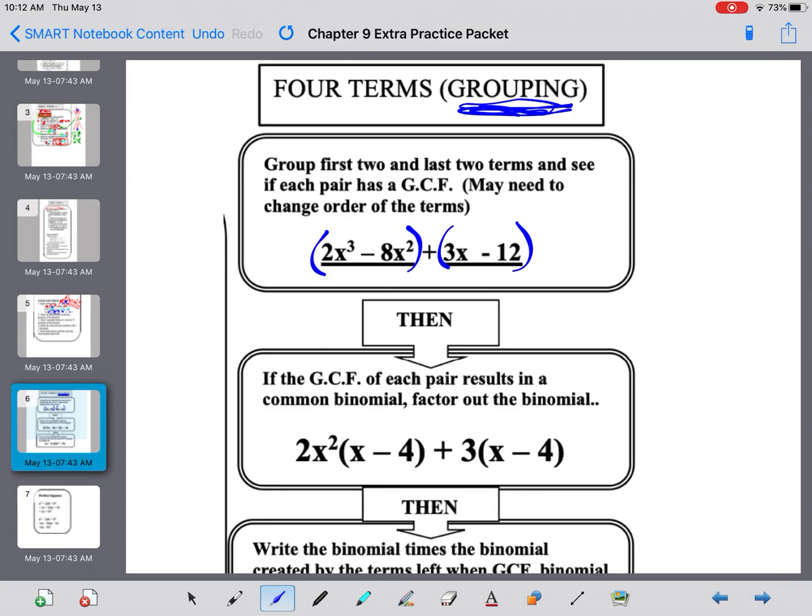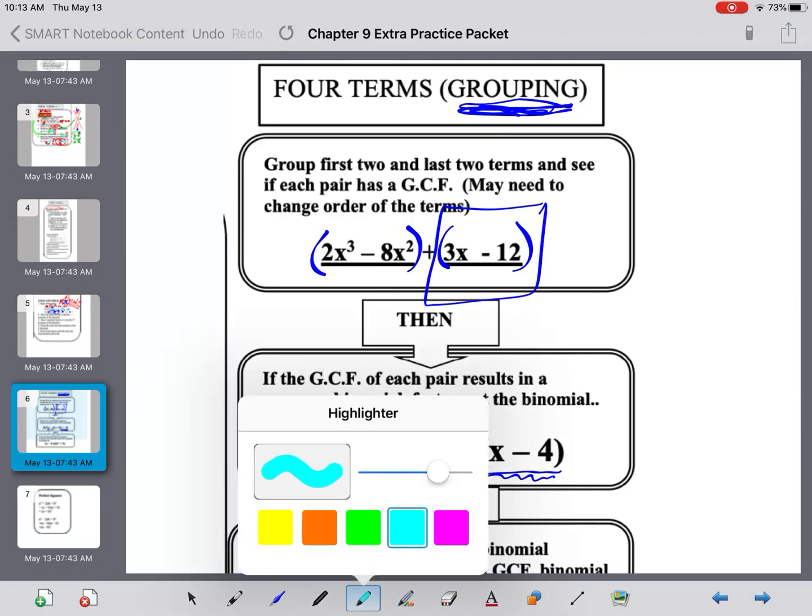So what happens if you have 4 terms? You hug the first 2, you hug the last 2. Within this little hug, you try to pull out a GCF of that. Within the first 2 terms, you can pull out a 2x squared. And you're left with x minus 4. Then you try to pull out a GCF of the second group, or the last 2 terms out of the 4 terms. And in this case, you can pull out a positive 3. Notice what's left inside matches. It needs to. If it doesn't match, you likely need to go back and make sure you truly took out the GCFs.